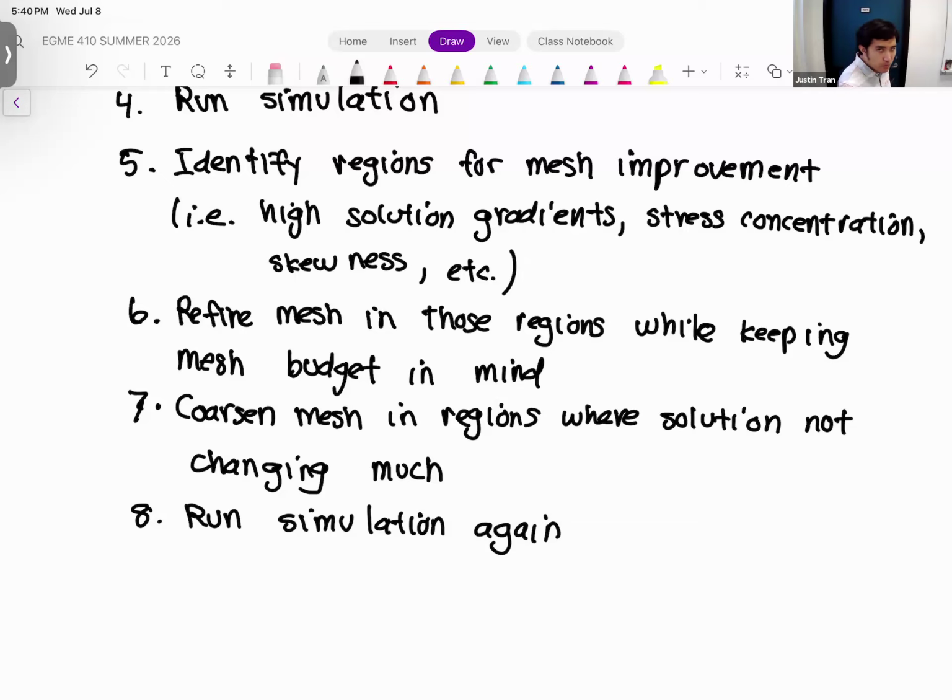And then from there, you're just going to repeat. You're going to repeat this process until you're basically satisfied with your mesh.